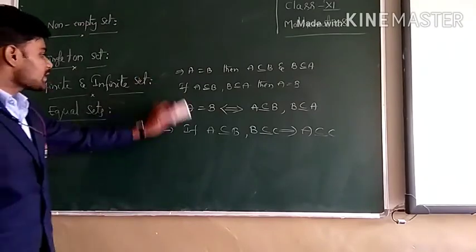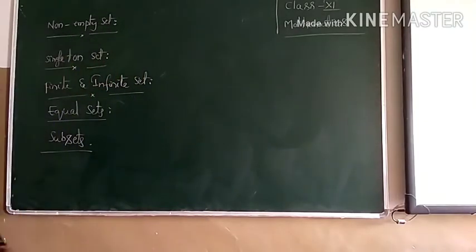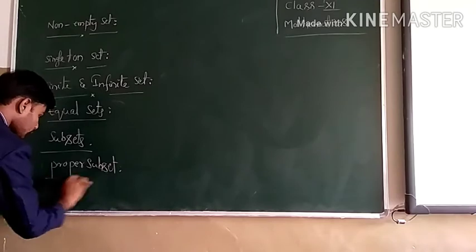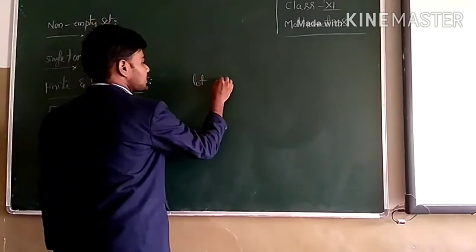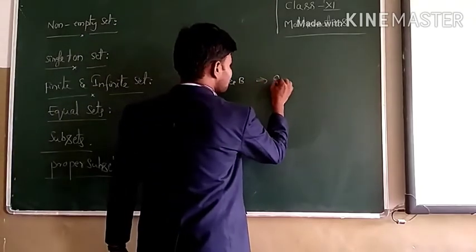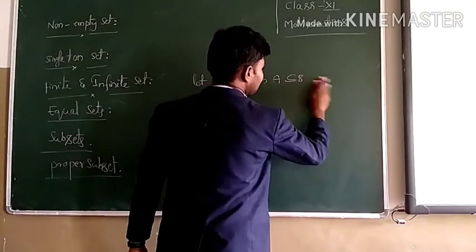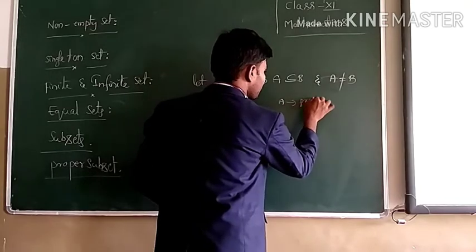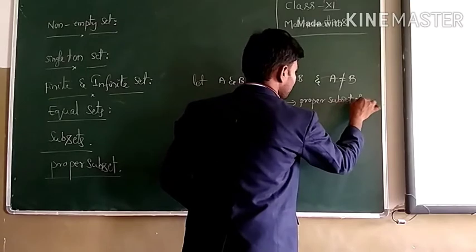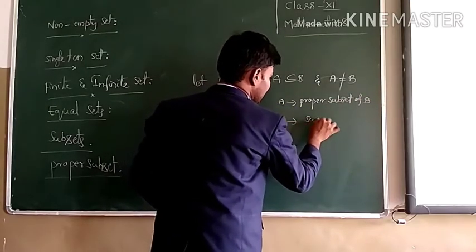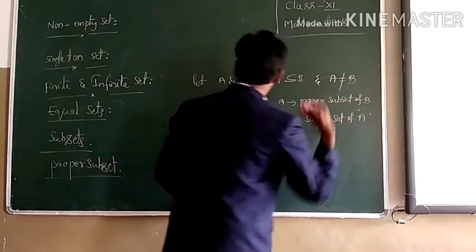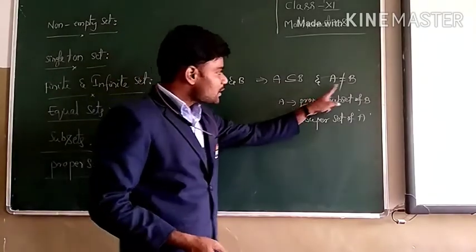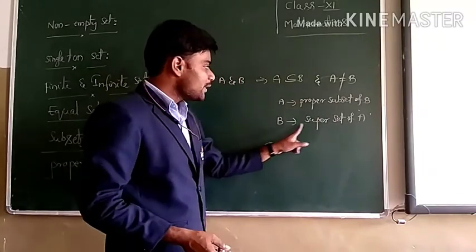Now let's see the proper subset. Let A and B be two sets, and A is a subset of B and A is not equal to B. Then A is called a proper subset of B, and B is called a superset of A. So the definition of proper subset is that A and B are any two sets, and A is a subset of B and A is not equal to B, then A is called a proper subset of B and B is called a superset of A.